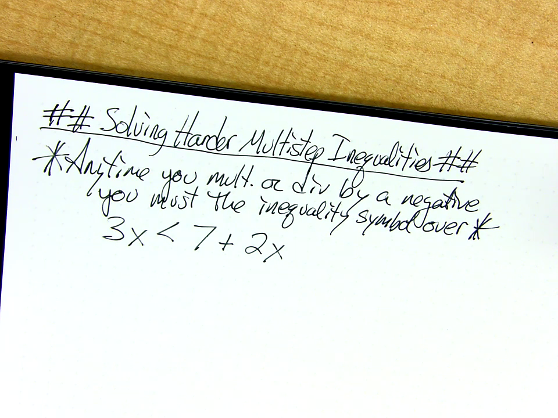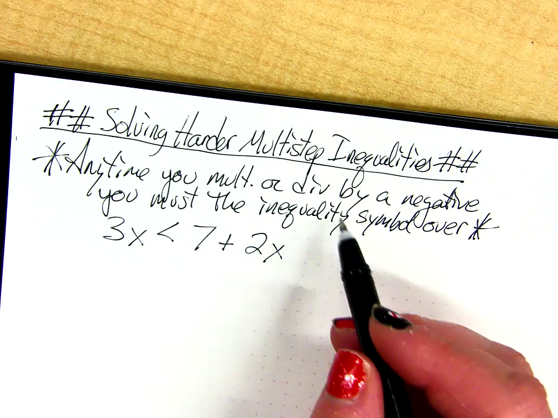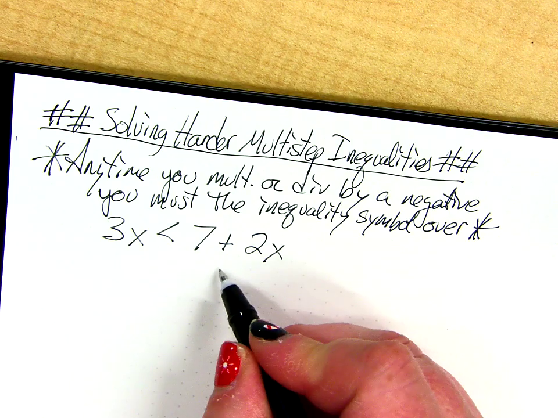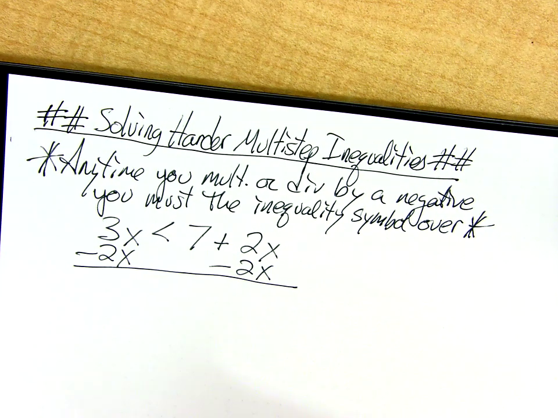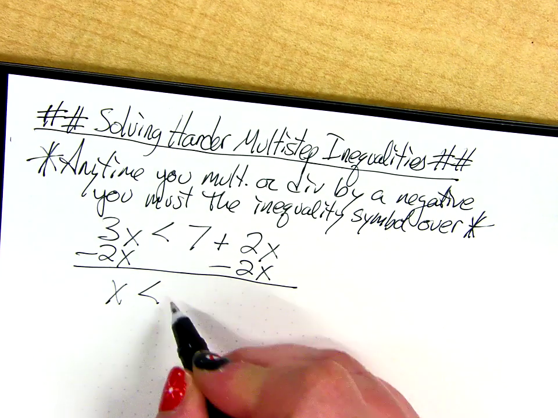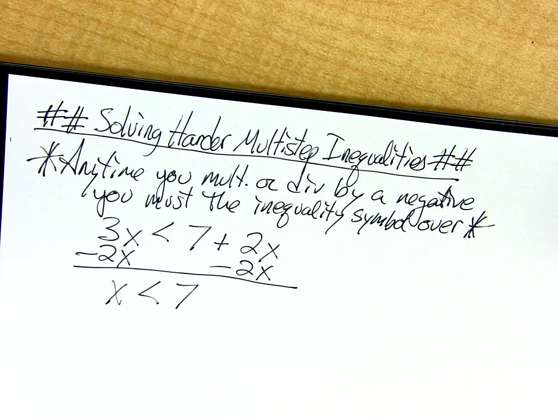How do you start off when I have x's on both sides? Tell me how. What do I do? Exactly. Pablo's 100% right. I'm going to subtract 2x from both sides. Okay, what is 3x minus 2x? Pablo? Just x. Correct. Less than 7. And I'm done. Okay, that wasn't so bad. Right? You just got to remember how we handle x's on both sides.